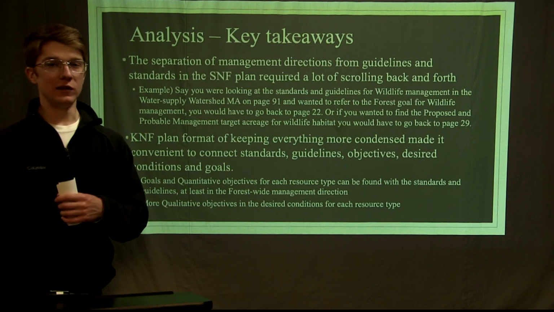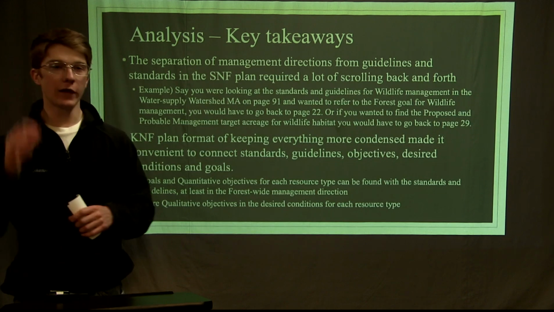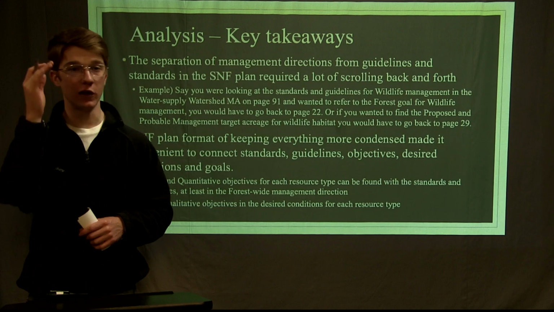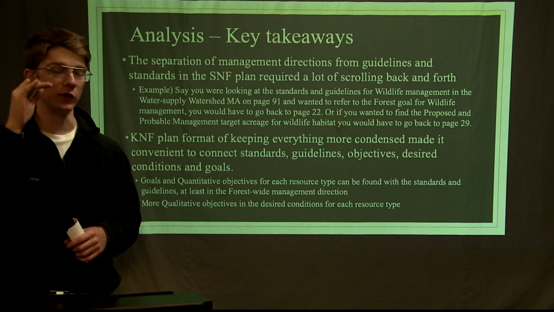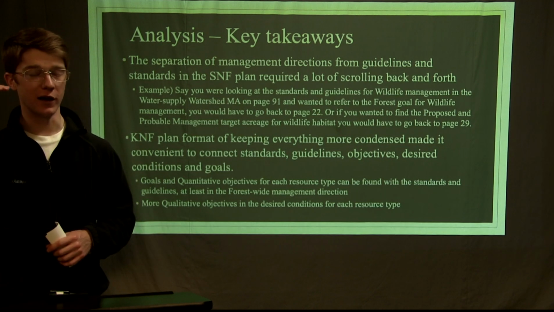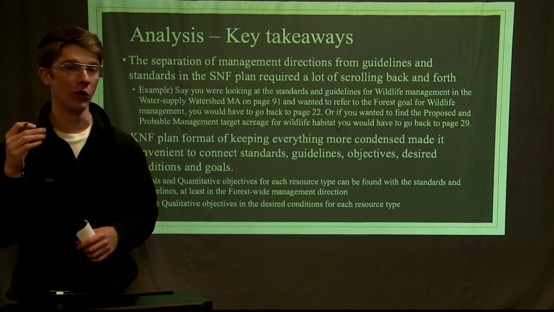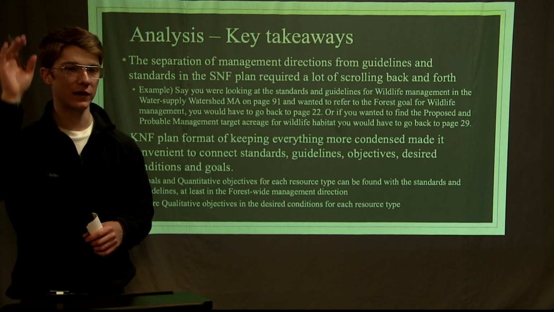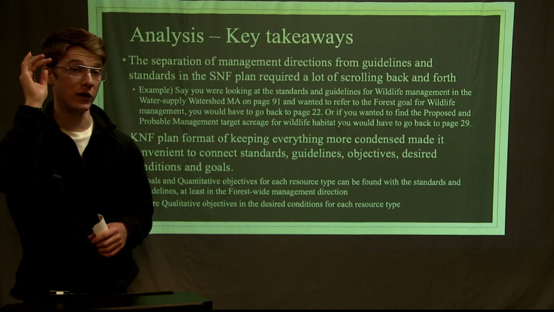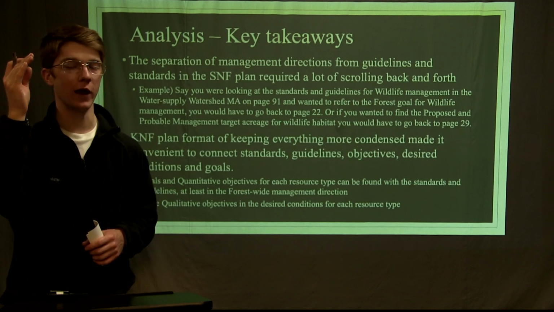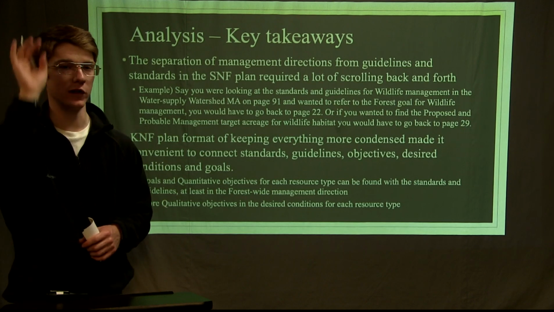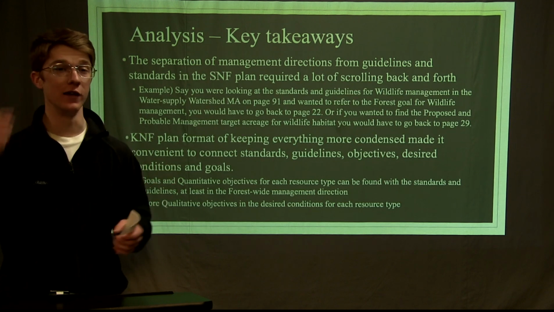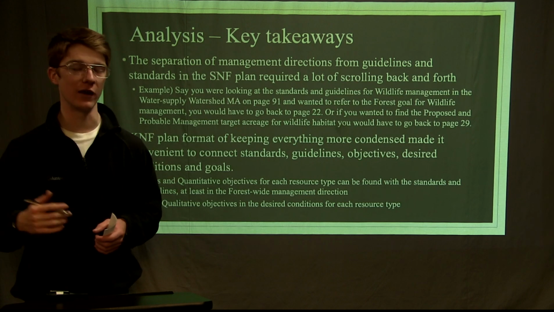So, my key takeaways from this: that separation in the Shawnee National Forest Plan of the standards and guidelines from the objectives and goals, I guess not really desired conditions, required a little bit of navigating if you wanted to connect those goals, the proposed and probable management practices, or those objectives with standards and guidelines, whether they be in a specific management area or just forest wide. There's a little bit of jumping around and navigating you have to do.